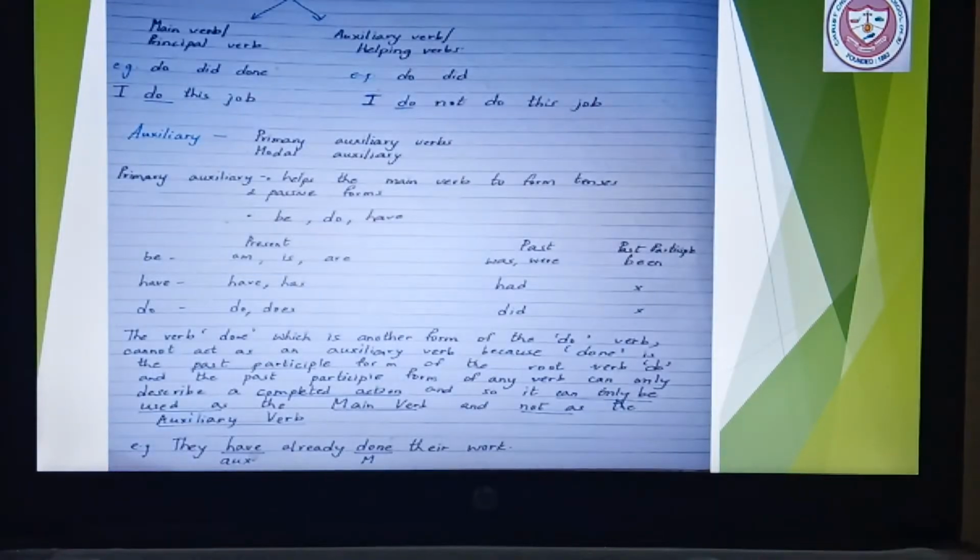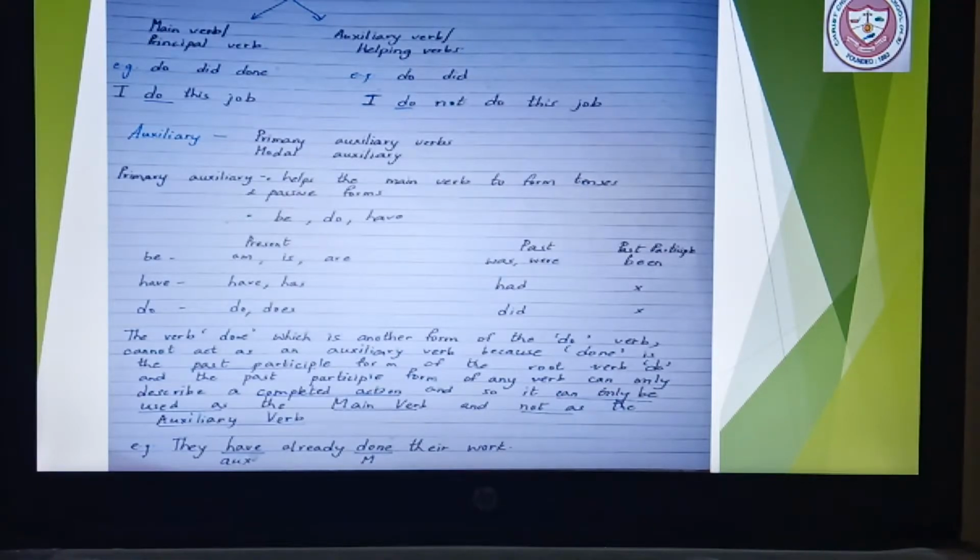Then, what are verbs? We all know there are two kinds of verbs. We have the main verbs, which are also called principal verbs, and auxiliary verbs, which are also called helping verbs. Now, for example, do, did, done. Main verb: do, did, done. I do this job. Here, do in this sentence is used as the main verb.